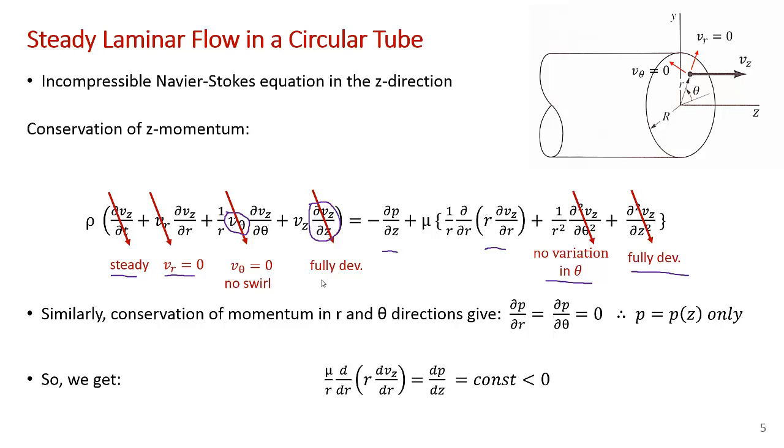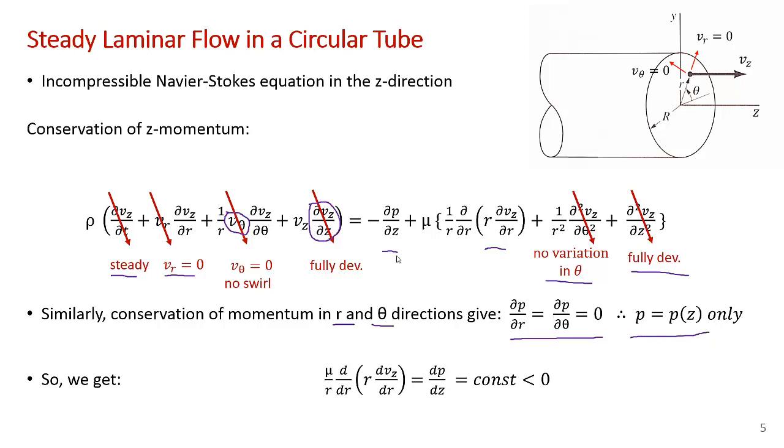Oh, and you can also, I'm not going to do it, but you can write down the conservation of momentum in the r and theta directions. And just as we did in the previous problem, you get that dp/dr and dp/d theta are 0. All the terms cross out except for the pressure gradient term, and so we end up with the pressure being a function of z only, which makes sense.